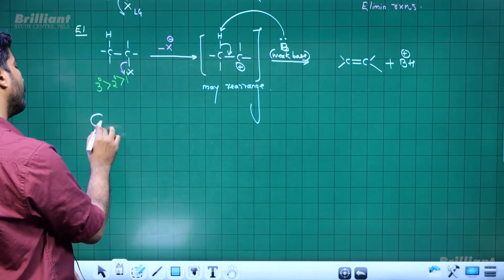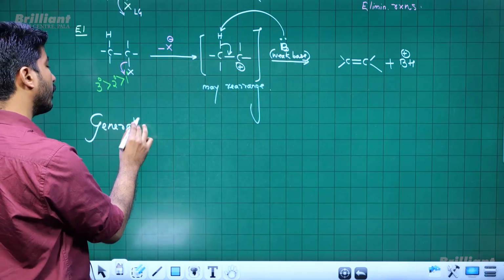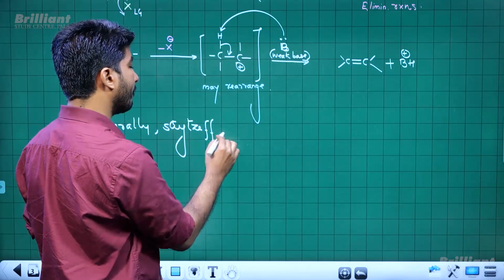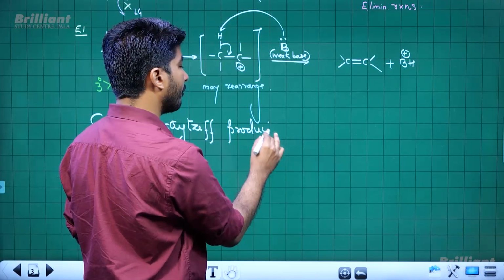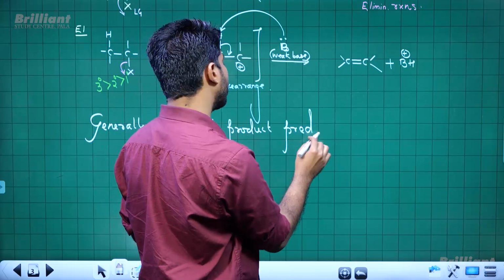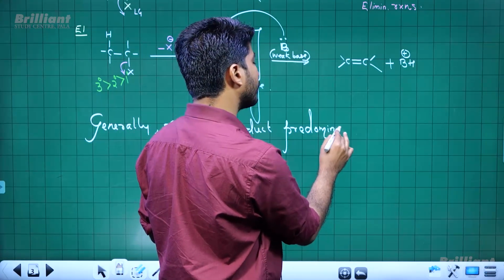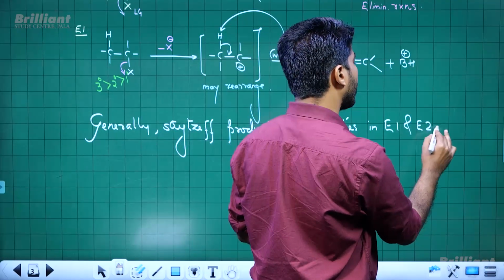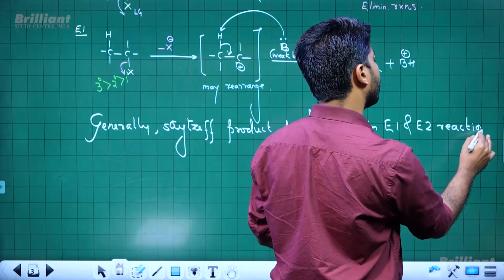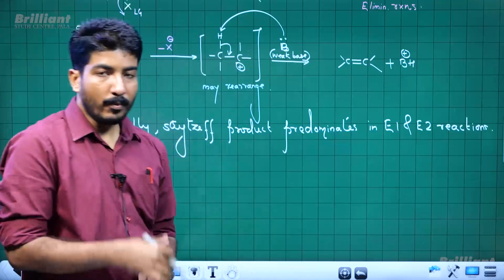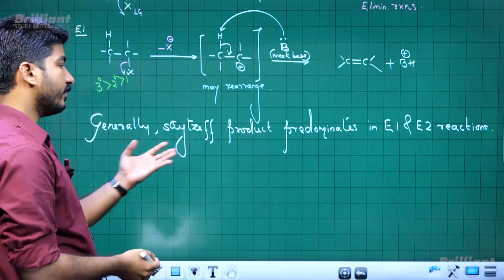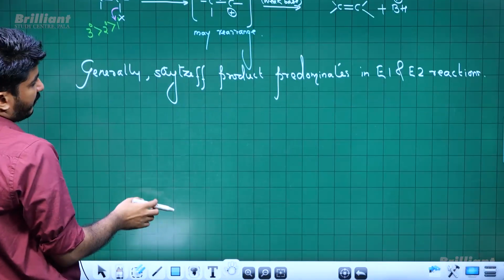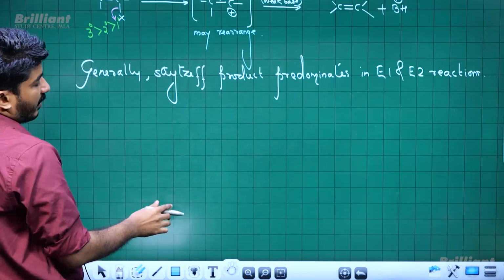generally the Zaitsev rule predominates, or Zaitsev products predominate, in E1 and E2 reactions, in elimination reactions in general. Generally, the more stable alkene is the major product. That is the meaning of this statement. Zaitsev product means the more stable alkene predominates. That is the major product in general elimination reactions.